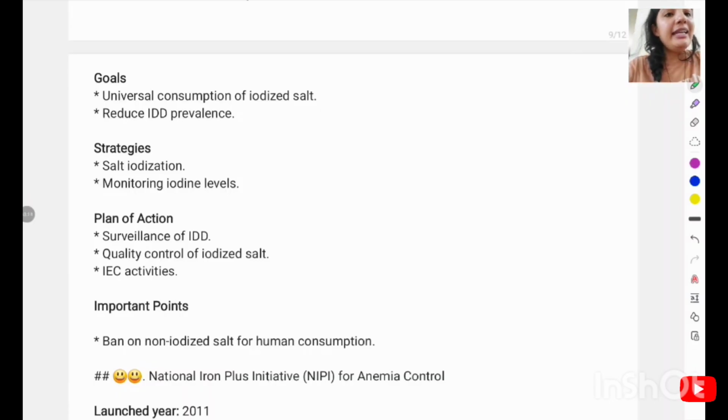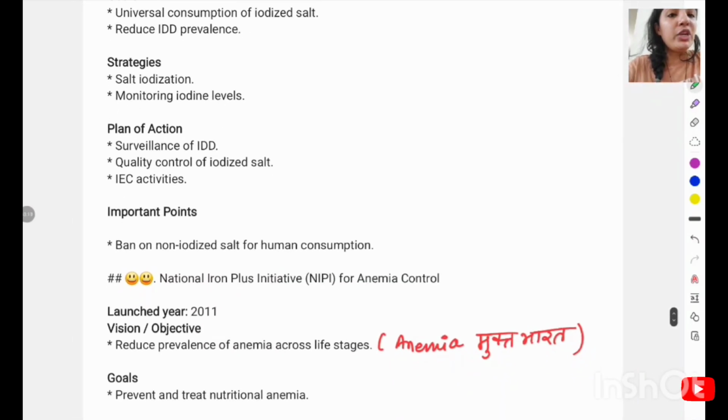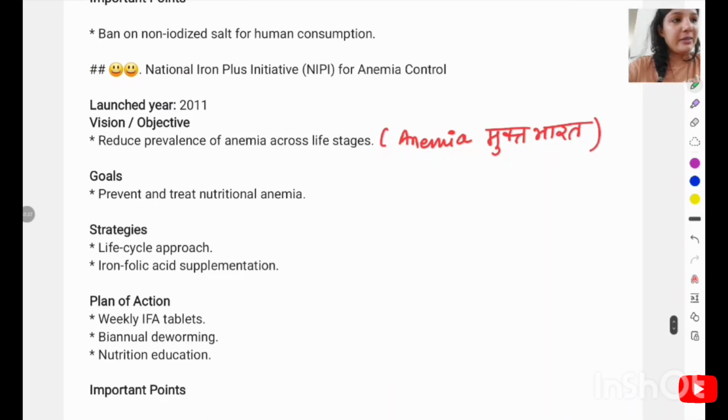Reduce the IDD prevalence. Strategy is salt iodinization, monitoring the iodine level so that if the iodine is less, we have to give that much. Plan of action is surveillance of IDD cases, quality control of iodized salt, and IEC activities. Important point is the ban on non-iodized salt for human consumption.